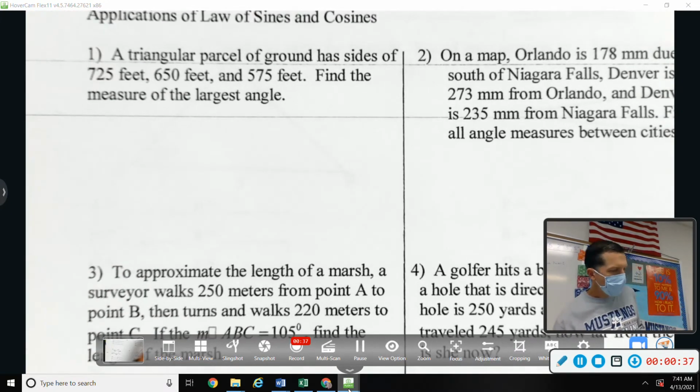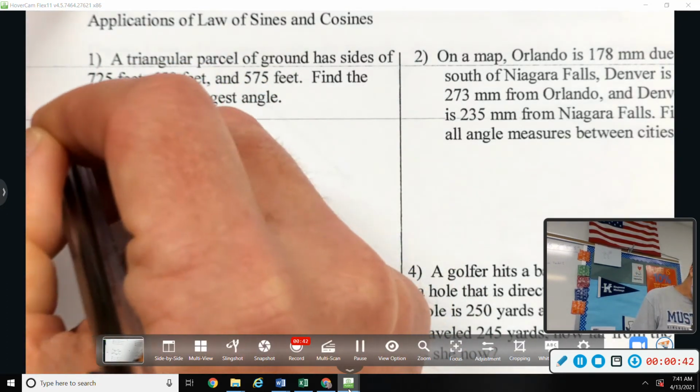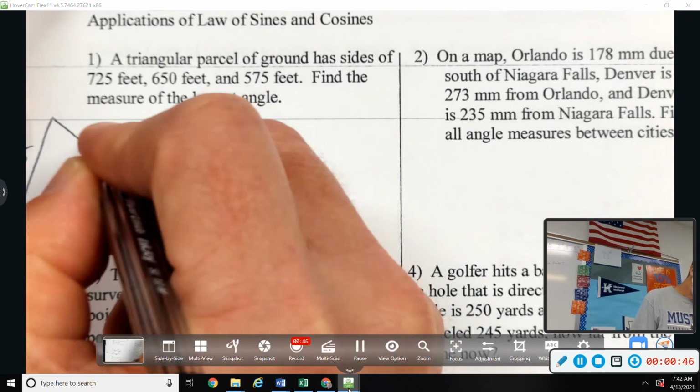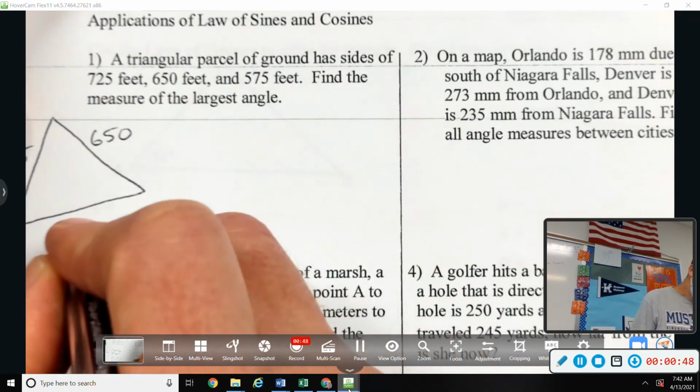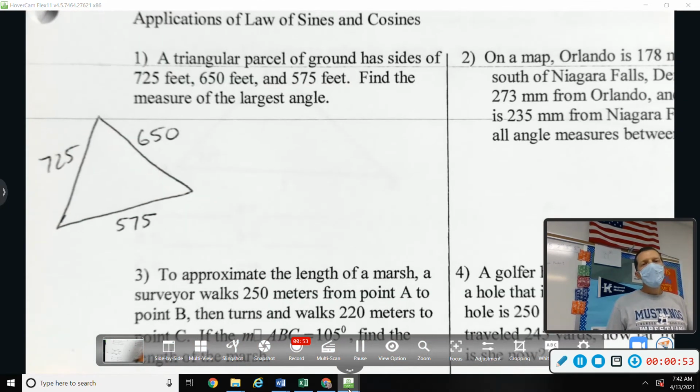So number 1, a triangular parcel of ground has sides of 725, 650, and 575. Find the measure of the largest angle. So one approach would be to just find all the angles and then circle the largest one. A better approach would be to know where the largest angle is. That way I only have to find one.